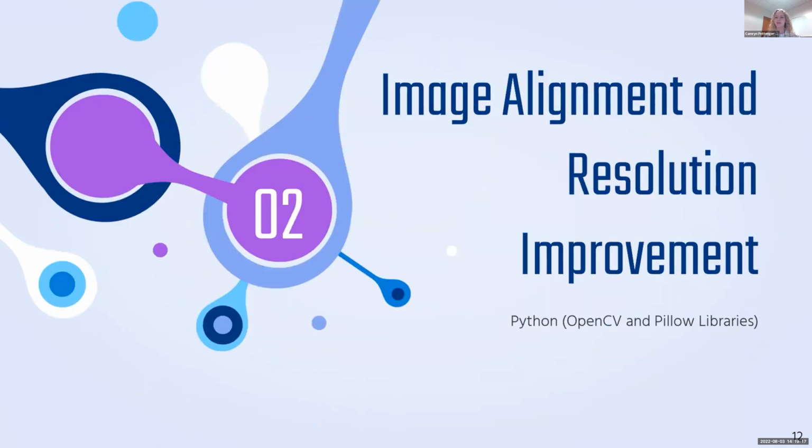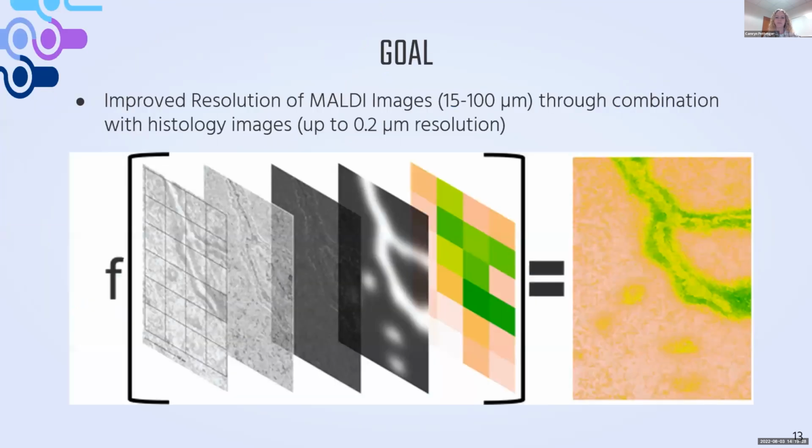And now I'll be talking about my other project that I worked on, which is the image alignment and resolution improvement. And this was all done through coding in Python with the OpenCV and Pillow libraries. So our goal for this project was to improve the resolution of those MALDI images through combination with histology images, which typically have a much better resolution. And MALDI images are usually somewhere around 100 microns, and this is based on time efficiency and instrument limitations.